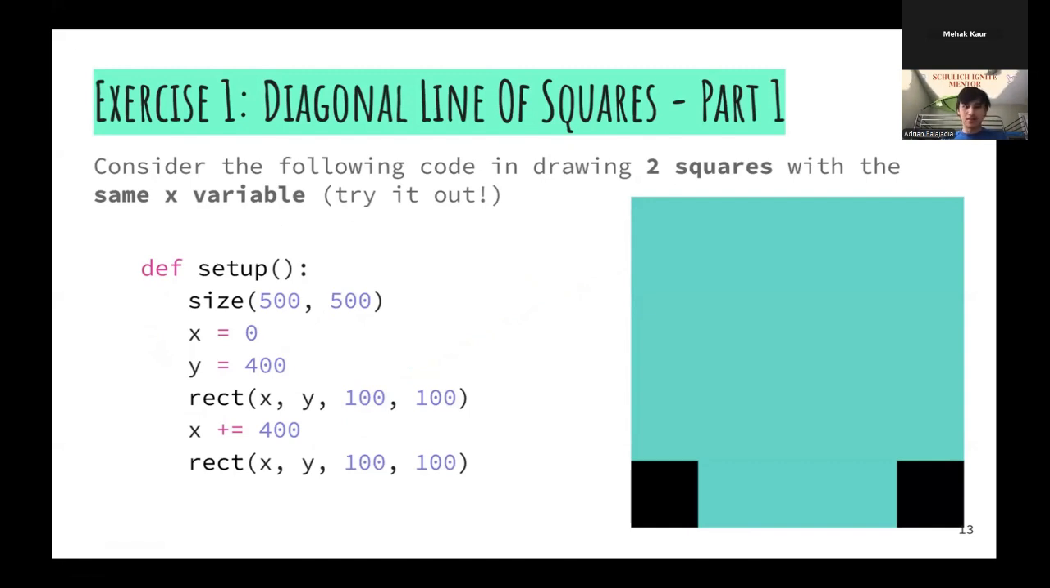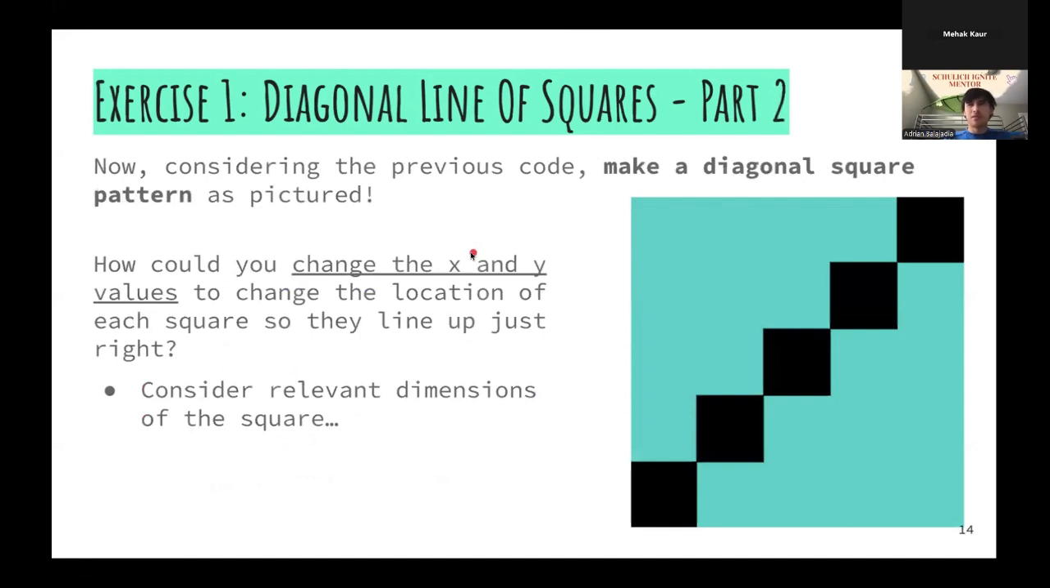Let's look at these two drawing squares here, and you could try copying the code right now. They're using the same x variable here when we're defining it, see rect x y. So try it out, but consider the previous code. Can you make a diagonal square pattern just as pictured?